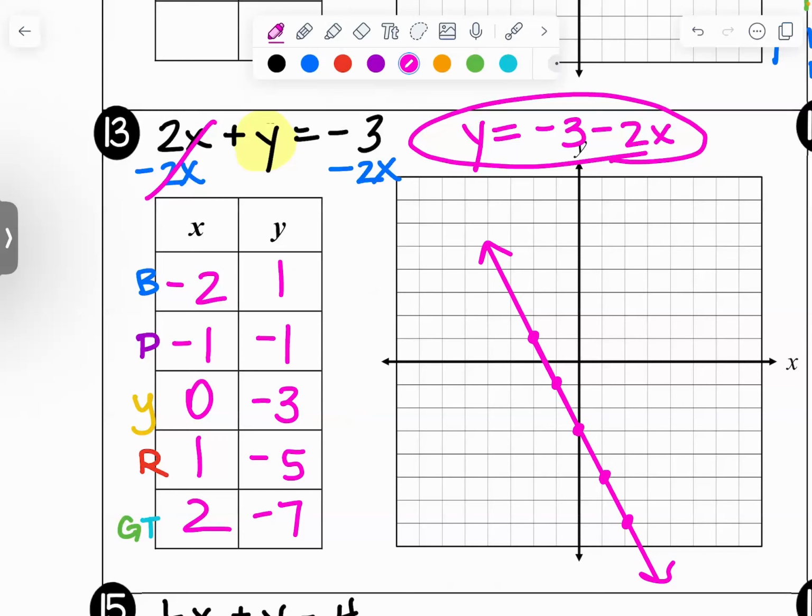Okay, so 13, 14, 15, these are the numbers that you can use. But number 16, you need different numbers. Good work. Page 4, everyone's doing page 4 right now.